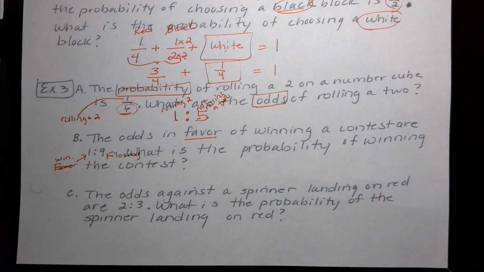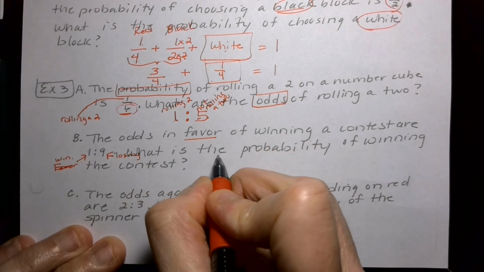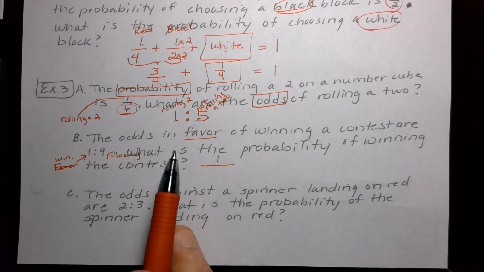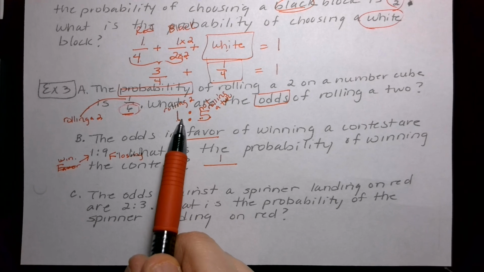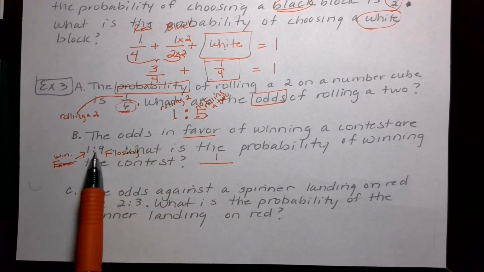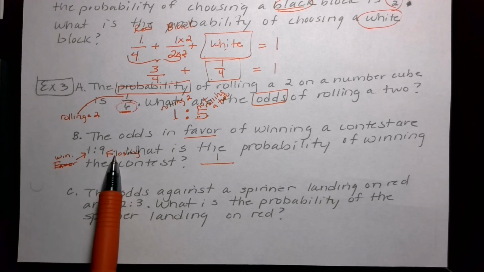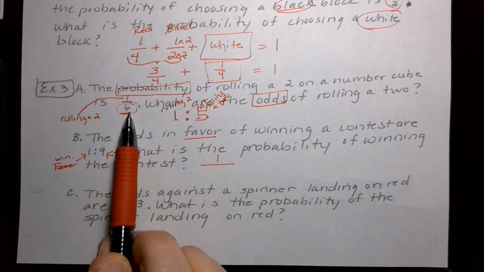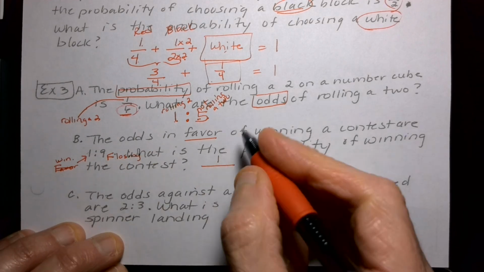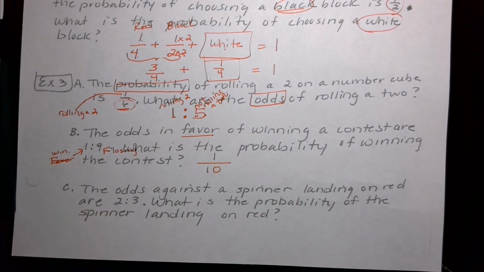What is the probability of winning the contest? Well, the winning number goes on top, 1. How do we figure out what goes in the bottom? What was that connection we saw here between this? It's always the total. See, this is broken down: win, lose. But in a probability, the total's on the bottom, so you add them. So 9 plus 1 is 10. And we are done with that one.